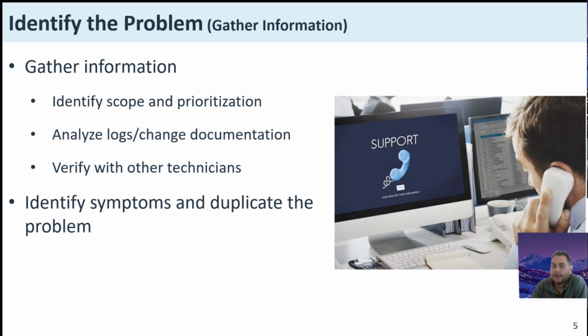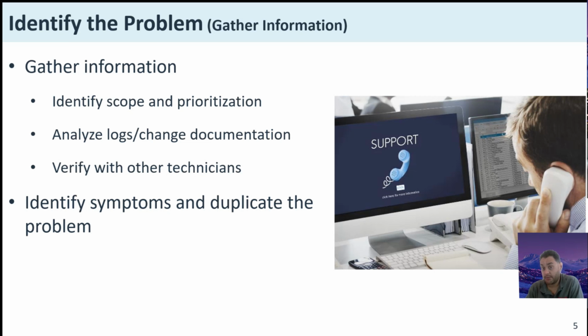Thanks, Jonathan. Okay, gathering information. At the outset, define the scope of the problem, that is the area affected. So if you have a network outage, for instance, this morning we had issues with the phone at the front desk.